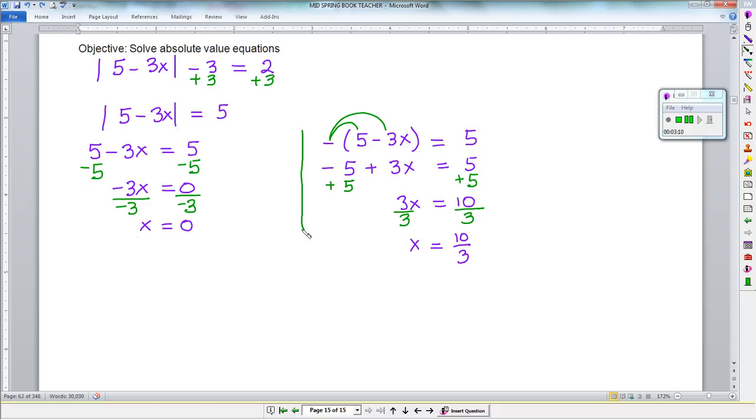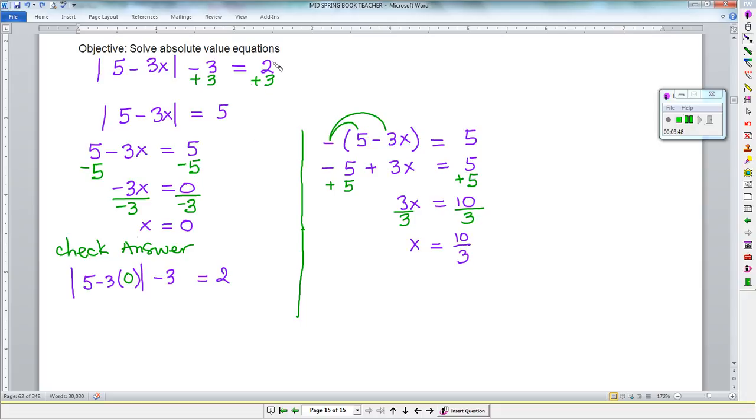Next step, we have to check each one of the answers. So let's start with x is 0. We substitute into the original equation. So we have the absolute value of 5 minus 3 times 0, substituting x for 0, and then minus 3 equals 2.